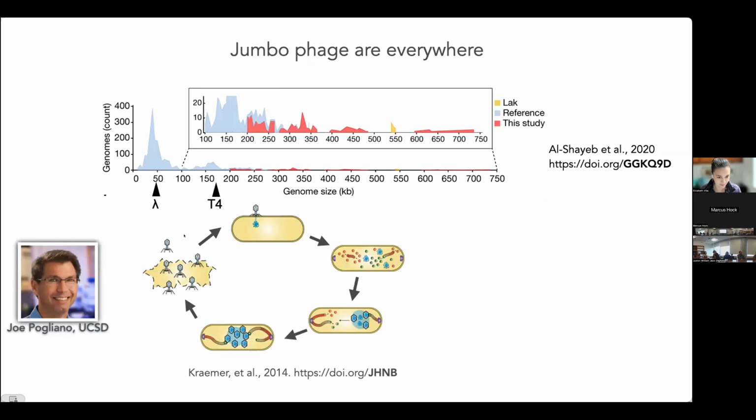And I started working on jumbophage because I was down the hall from my dear friend Joe Pogliano. When this phage came out, he started looking at them and he found that one of these phage encoded a tubulin, a protein that forms microtubules. It's supposed to be in eukaryotic cells. Bacteria don't have it.